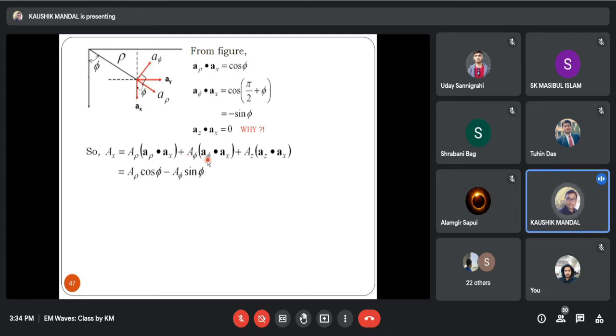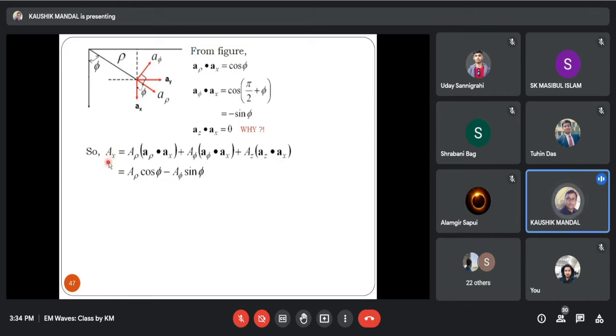Next, we need to find out a phi dot ax. This is your a phi, and this is your ax. So the angle between them, whatever the angle is, you have to write a phi dot ax equal to cos theta. So the total angle is pi by 2 plus phi, so it becomes minus sin phi. Next one is az dot ax. What will be az dot ax? The az is not shown here because it is perpendicular to this particular plane. So the angle between az and ax is 90 degrees, so it becomes 0.